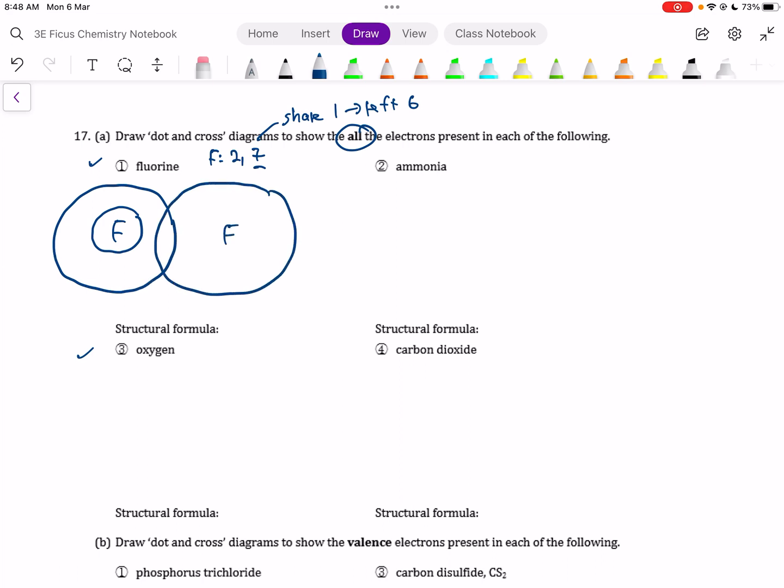Okay, so fluorine, then one down here. Do remember not to put one additional circle. Circle means shell in this case. Don't anyhow put one additional circle. Be very careful with the number of circles you draw inside. Some of you have this habit of just randomly drawing one circle. Don't do that. I will penalize you in your exam.